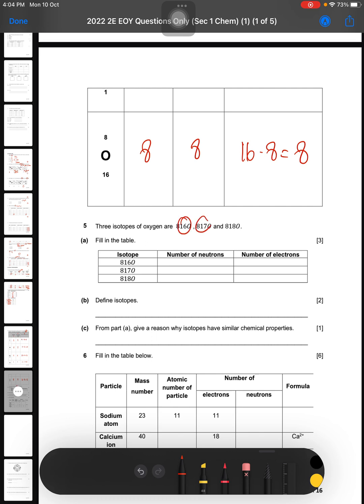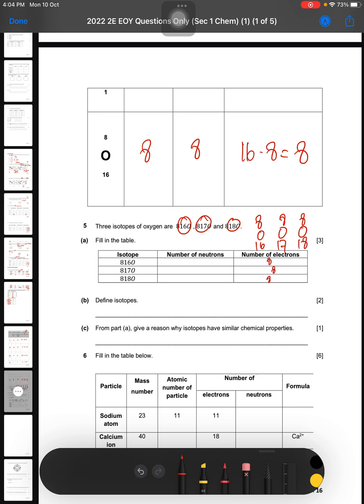I think the representation is a bit problematic here. Not sure if your file has this problem, but I'm guessing it should be 8, 16 like that. 8, 17, 8, 18. Okay, it should be this. All right, so the number of neutrons and number of electrons, let's work on the number of electrons first, since the number of electrons and protons will always be the same, all right, because we're talking about atoms, right? So in this case, 8, 8, 8, okay?